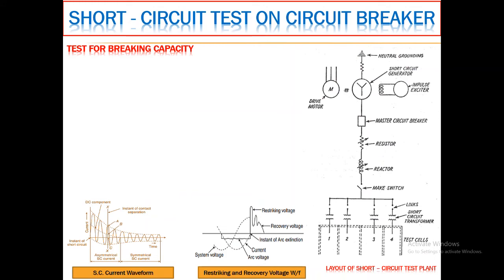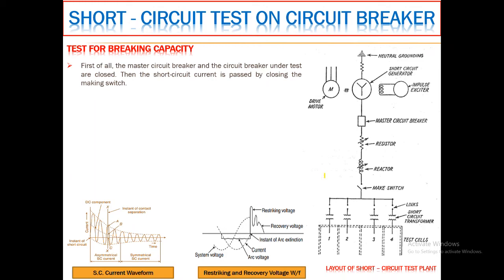So let us see the test for the breaking capacity. Generally, over the screen of the scope, one can observe two kinds of waveshapes. One is the short circuit current waveform, and the second, which you are capturing, is the restriking and recovery voltage waveform, from where one can determine the magnitude of the arc voltage. Then, at the instant at which the arc is extinguished, one can determine the magnitude of the restriking voltage and the recovery voltage.